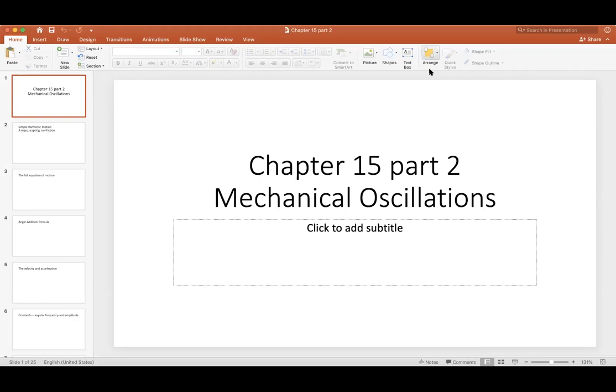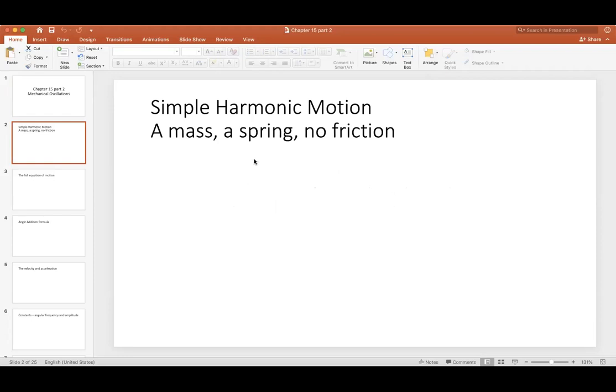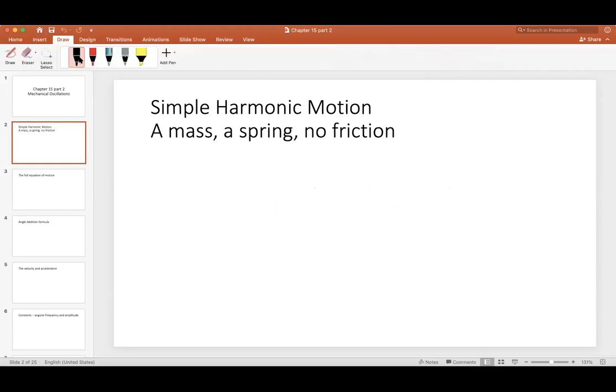Okay, so let's get started. We are essentially, as we did last time, going back to this idea that we have a system that looks like some mass.